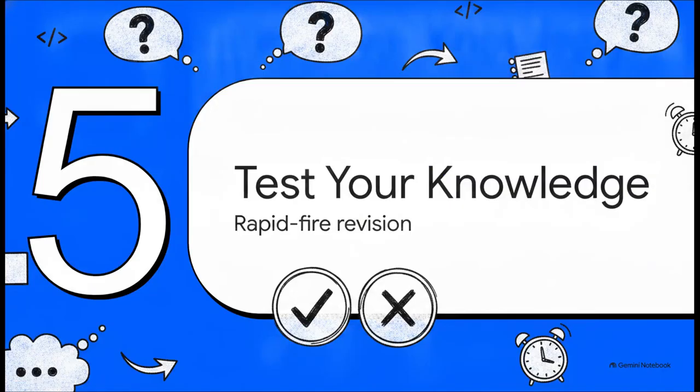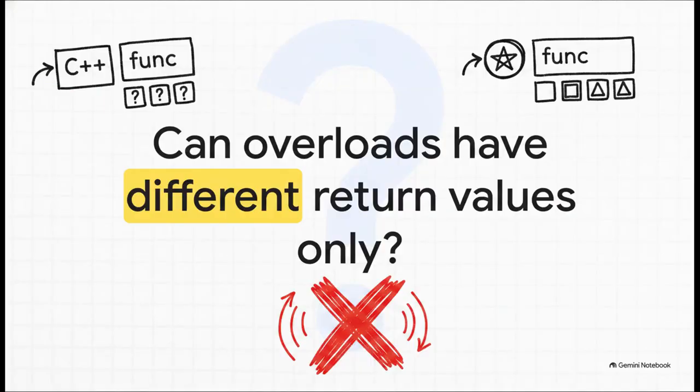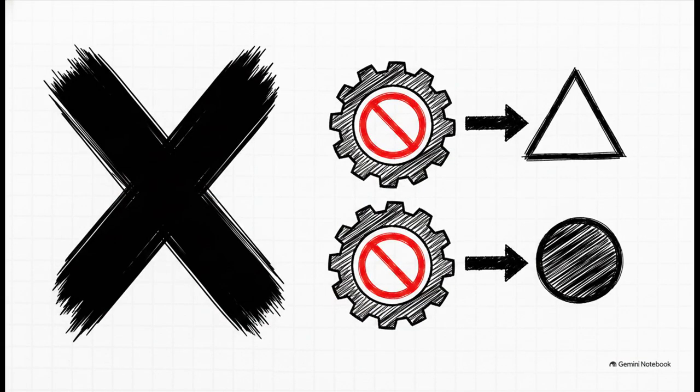All right, it's time for Section 5, Test Your Function Knowledge. Let's do a rapid-fire revision. Read this trick question carefully. True or false? Two functions can be overloaded if their arguments are similar but their return values are different. That is false. As we highlighted just a minute ago, the parameter lists themselves must differ in number, order, or type. The compiler does not look at the return type to figure out which function you're trying to call.